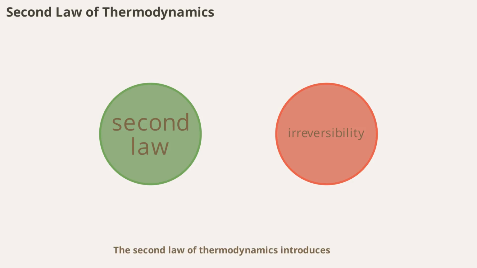The second law of thermodynamics introduces the concept of irreversibility in natural processes. It states that heat cannot spontaneously flow from a colder body to a hotter body. This law explains why certain processes, like mixing hot and cold water, only happen in one direction. It also lays the foundation for understanding efficiency limits in engines and refrigerators and introduces the concept of entropy, a measure of disorder in a system.